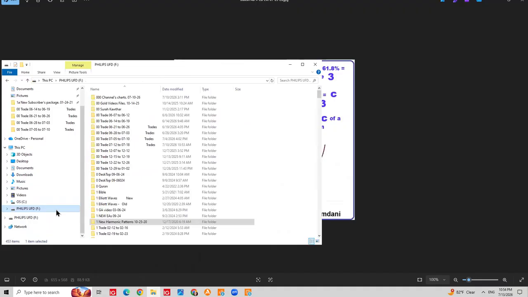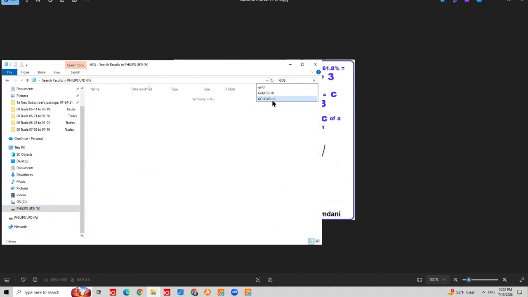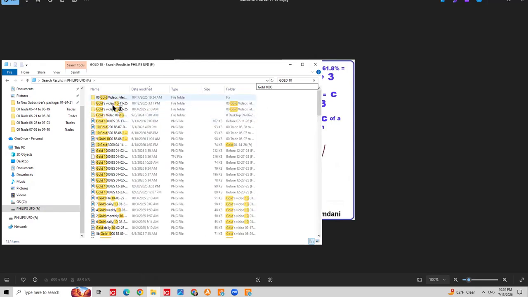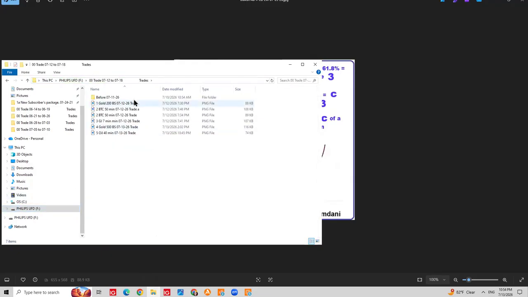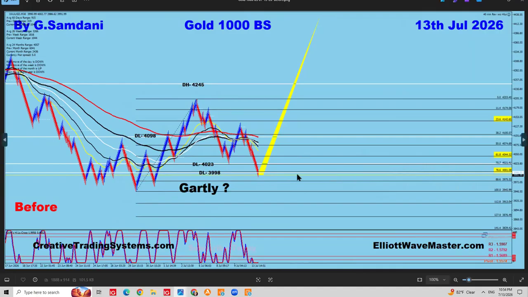Let me see. If I put gold 1000, I think that's what it is, right? 1000, okay. I have it. Oh, now I remember where it is. Go here. This is the chart. So this is the chart I made earlier, right? And I posted it in different places, saying get ready.